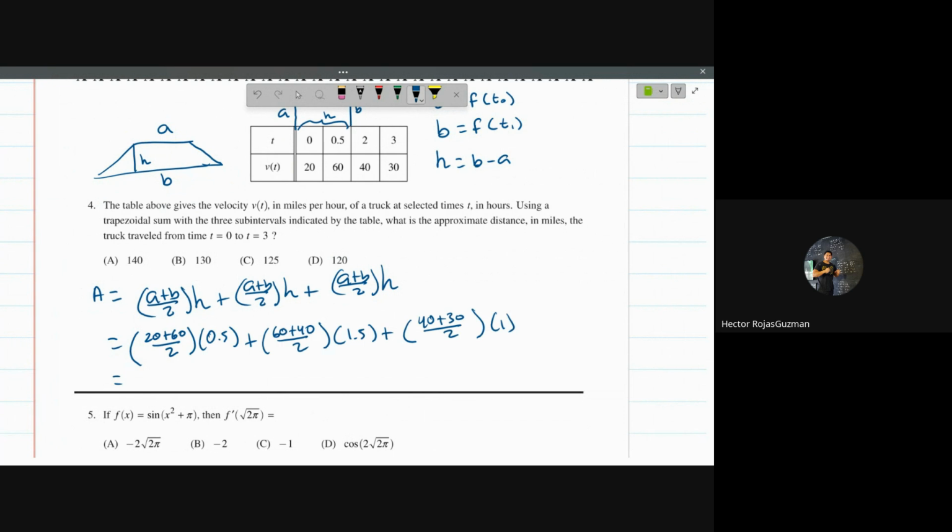Well, this gives me 80 over 2, which is 40. 100 over 2, that's 50. 70 over 2, 35, equals 40 times 0.5 is 20. 50 times 1.5, that's 75, plus 35. So this is going to be 100, 120, 130. B. Let's double check our answers. And yes, B is correct.